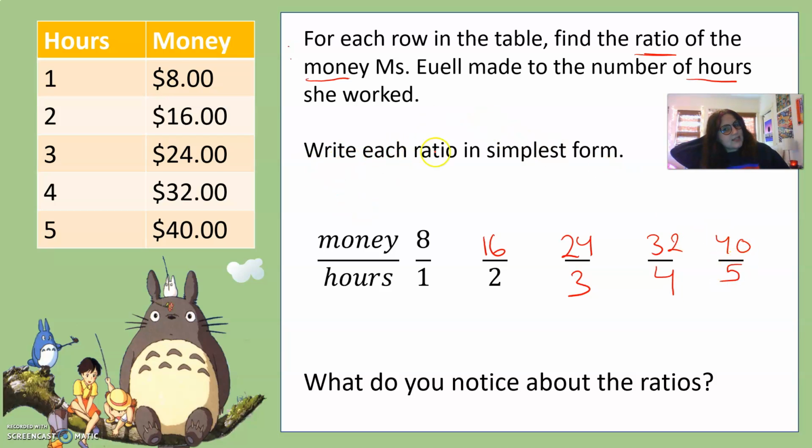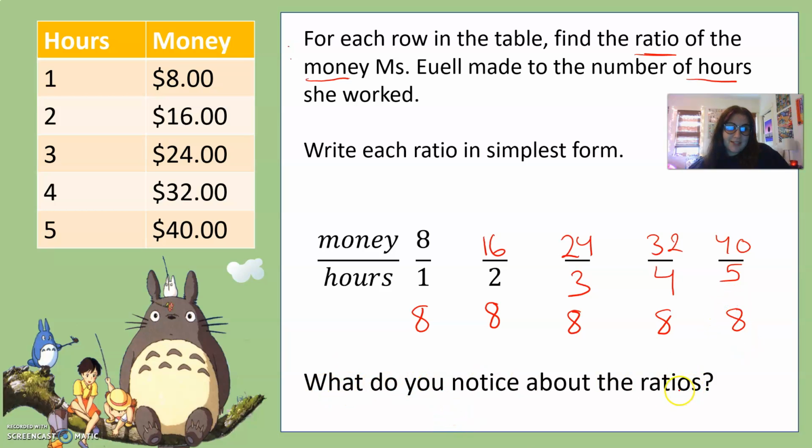Now this says to write each ratio in simplest form. This is going to make it easier for us to look at these numbers. So my first one, money over hours, 8 over 1, that simplifies to 8, right? Anything over 1 is itself. 16 over 2, 16 divided by 2 is also 8. 24 divided by 3, that's also 8. And what do you think? 32 divided by 4, that's also 8. 40 over 5 also simplifies to 8.